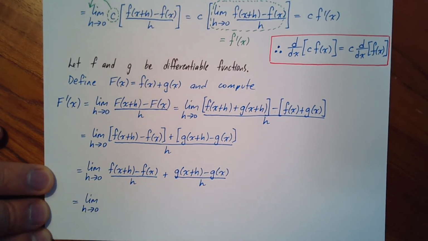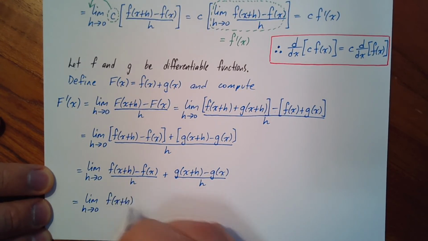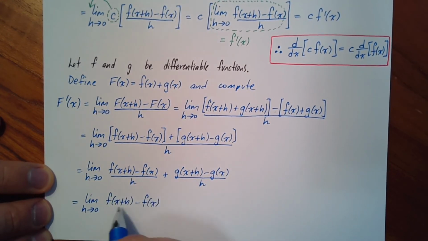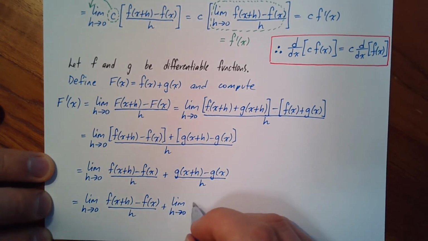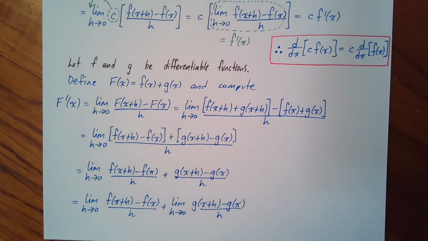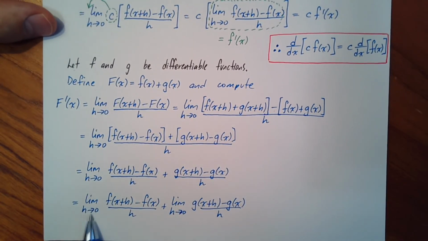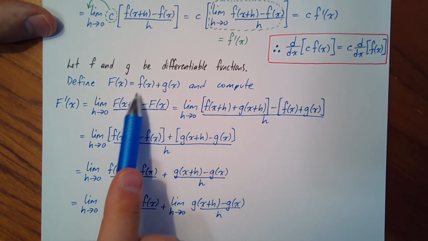So we have the limit as h goes to 0 of f of x plus h minus f of x all over h plus the limit as h goes to 0 of g of x plus h minus g of x all over h. And now you might recognize something, because limit as h goes to 0 of f of x plus h minus f of x all over h, if you just look at this part here, this looks familiar, right? This is exactly the derivative of little f.